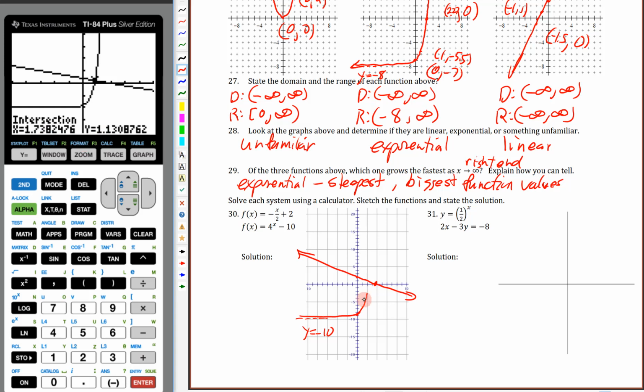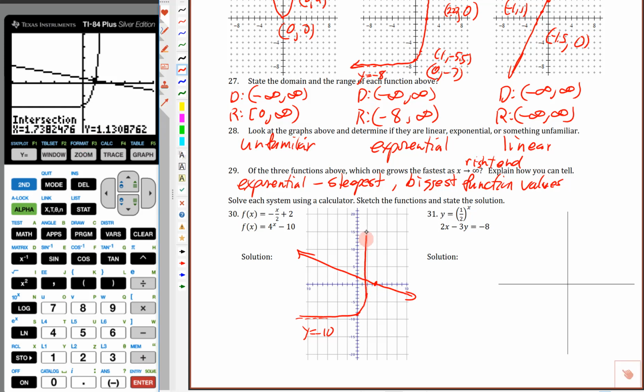So we're going to make this get really steep here, so kind of like that, okay? And it's going to intersect, and the point of intersection is going to be 1.74, comma, 1.13. Okay, so there's the solution. So maybe I ought to write that over here, 1.74, comma, 1.13. Okay. All right, so we've got that one taken care of. Again, enough of a sketch that you can kind of tell what's going on and that everything looks good.